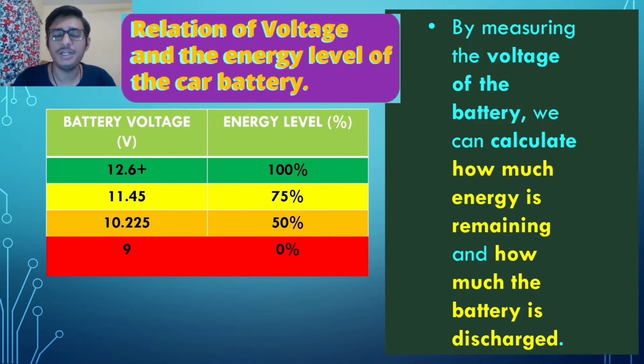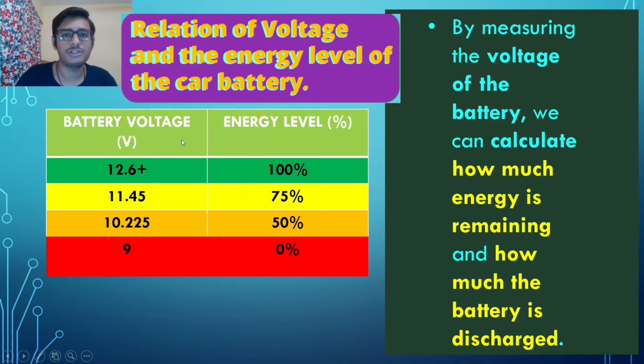Now, let us understand the relation of the voltage and energy of a car battery. Our circuit is based on this concept, so it is very necessary to understand this concept. By measuring the voltage of the car battery, we can calculate how much energy is remaining and how much the battery is discharged. As it can be seen from this table, which shows us the relation of battery voltage and energy level in percentage, a car battery whose voltage is 12.6 or higher is said to be 100% charged.